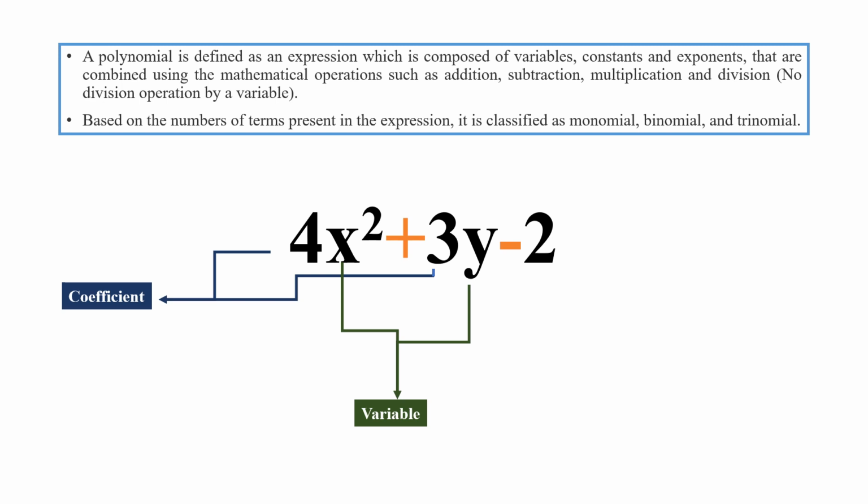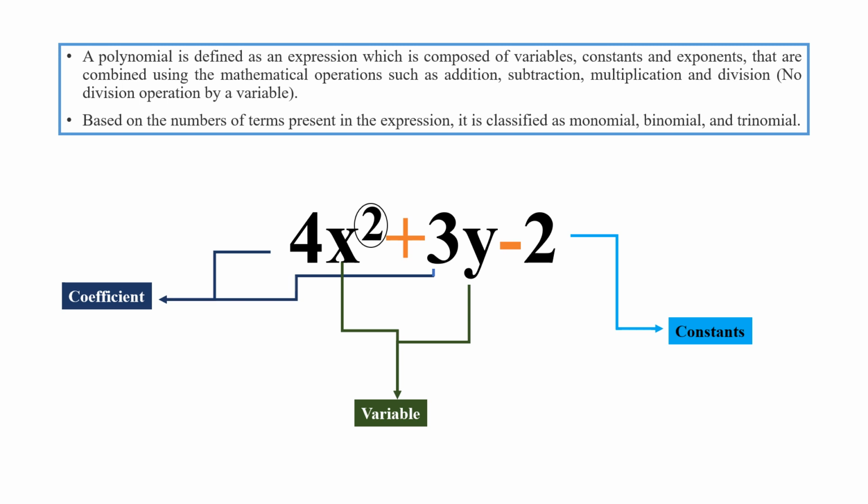So this is the expression with the variable and the coefficient. Minus 2 is the constant, without any variable and without any coefficient, because there is no variable. This is a single term which doesn't have any variable, so it means this is the constant.